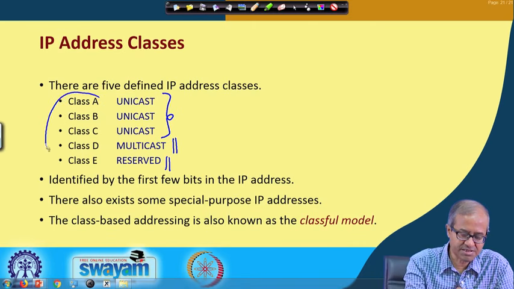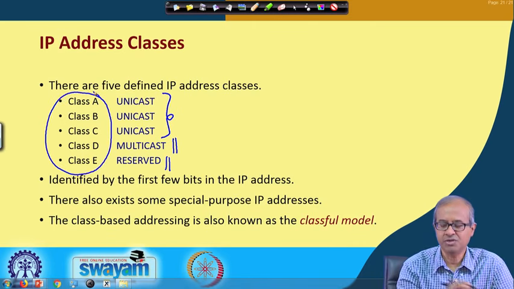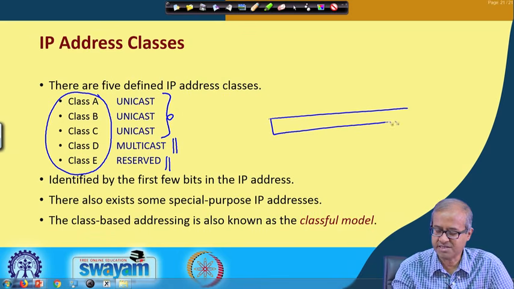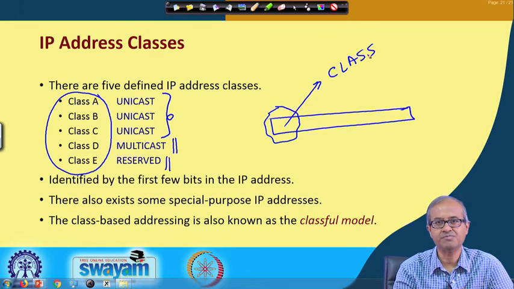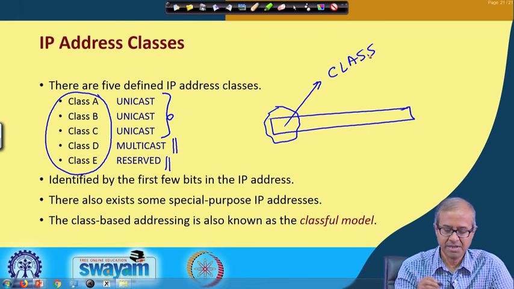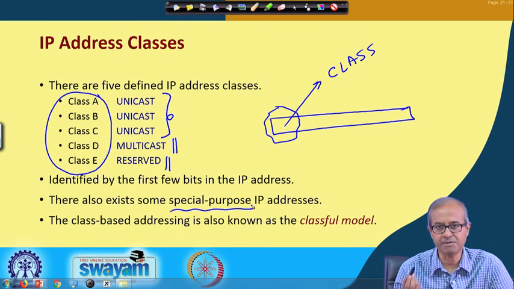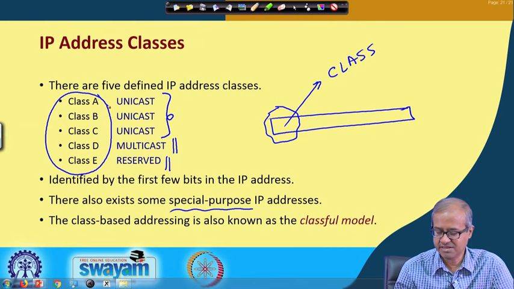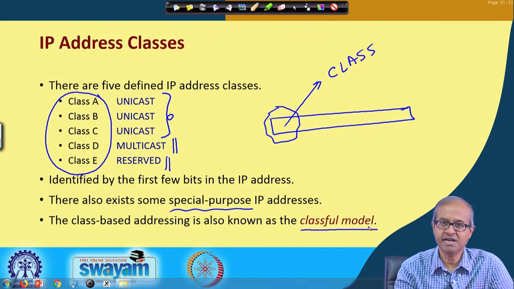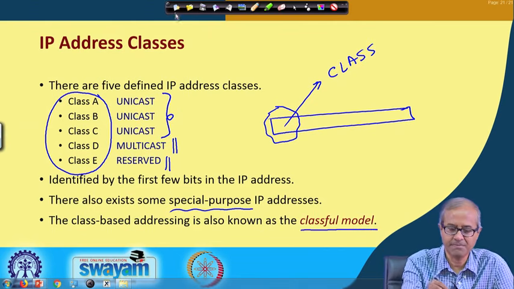Now, which class does a particular IP address belong to? Suppose I give you a 32-bit IP address. Just by looking at the first few bits, you will be able to identify which class the address belongs to. We will see how. And we shall also see later there are some special purpose IP addresses which have some special meaning. This kind of IP addressing where we define the classes is sometimes also referred to as the classful model of addressing.